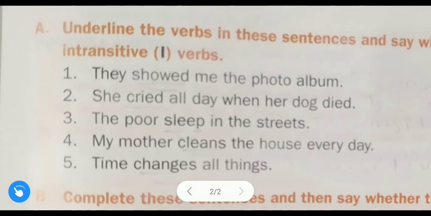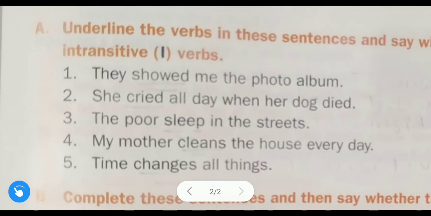The photo album. Okay, what they showed me, they showed me the photo album. This is the answer. The photo album is the answer, which means you got the answer. It means that the photo album is the object in the sentence and it receives the action of the verb. Understood? The photo album is the receiver of the action. So such a verb is called the transitive verb. So in this sentence, showed is the transitive verb.